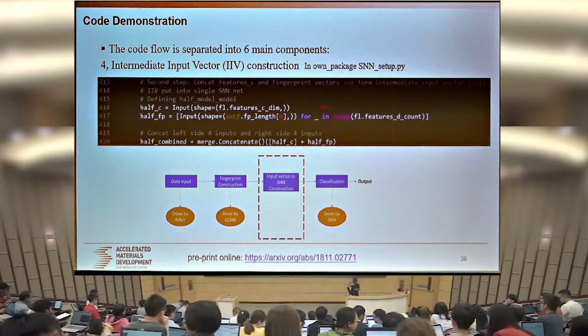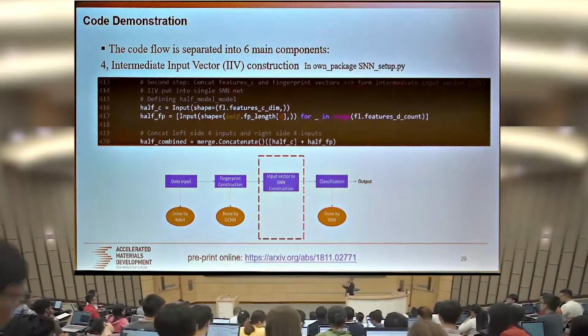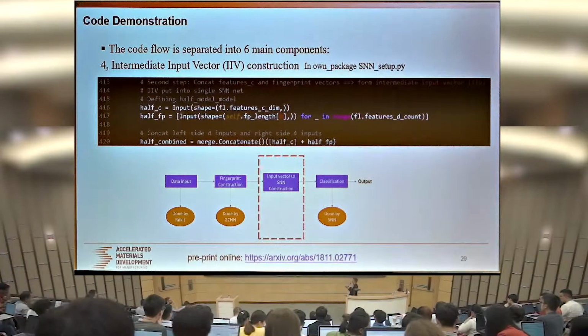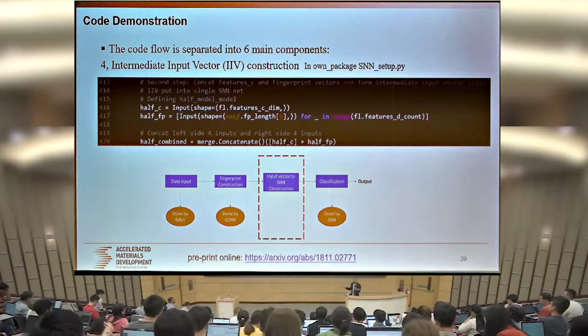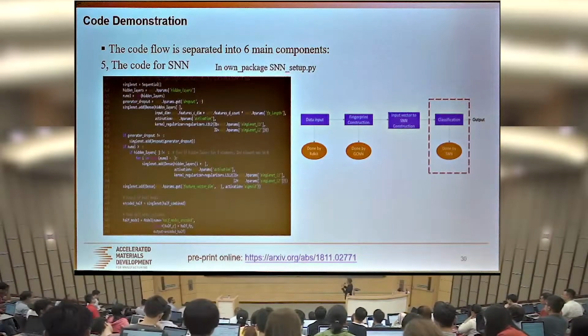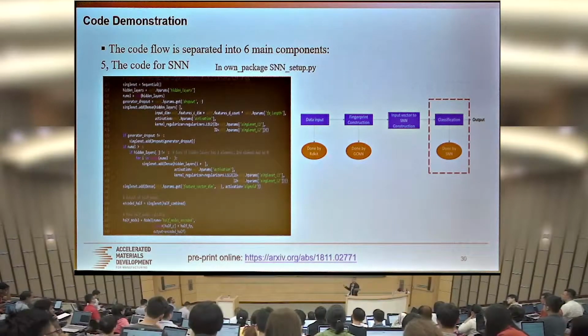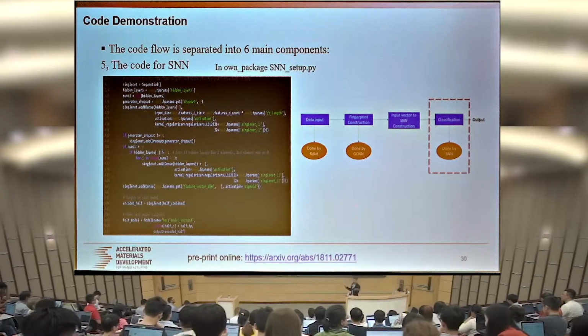After this has been done, as I introduced before, we need to construct the intermediate input vector, the IIV, to combine all the fingerprints with the basic descriptors, and then we can input it into the SNN here. They are also in the same script, the SNN setup. And after you have inputted it, it will do the classification task.